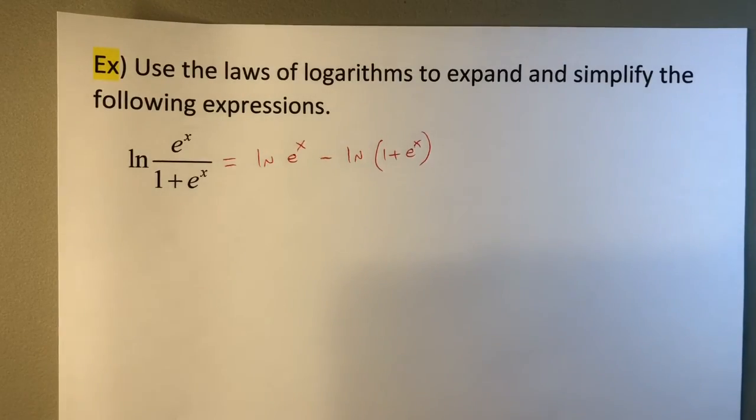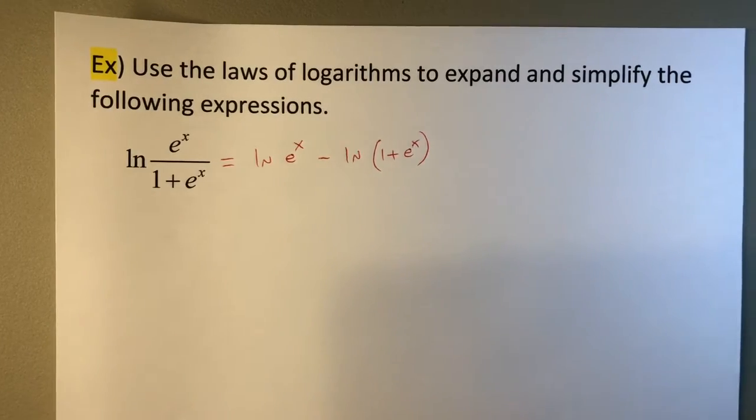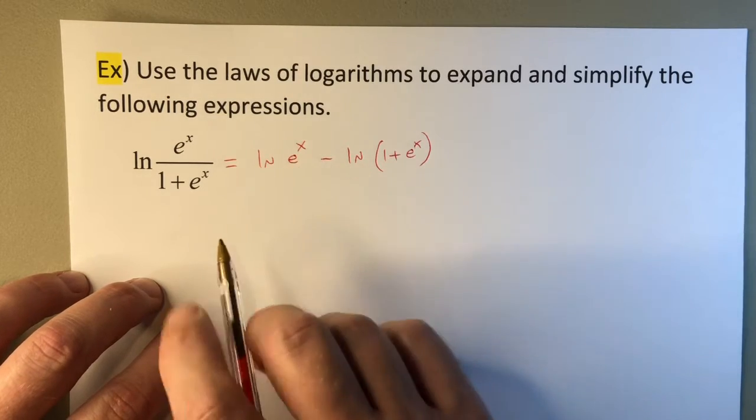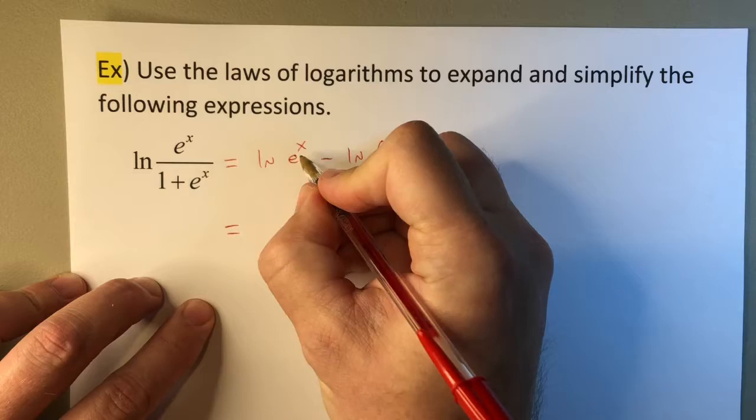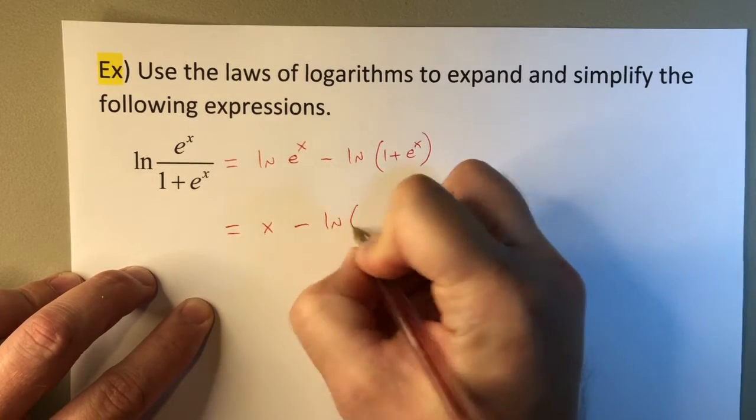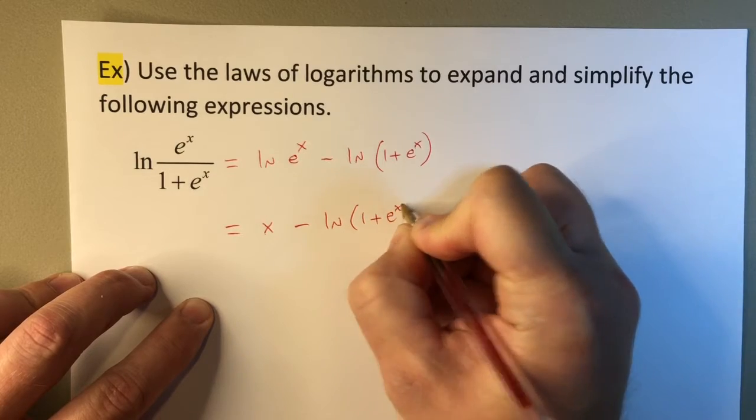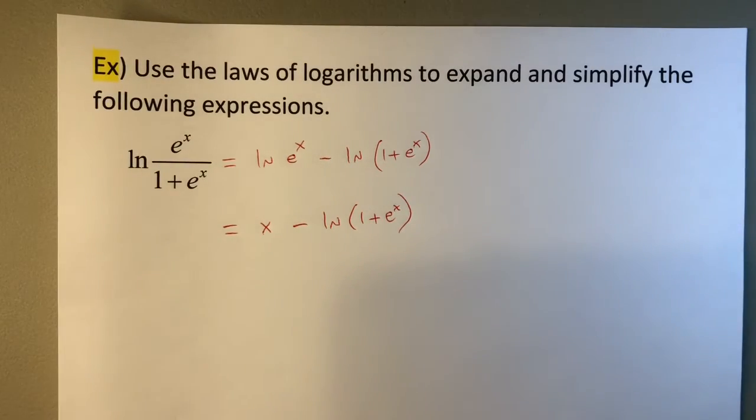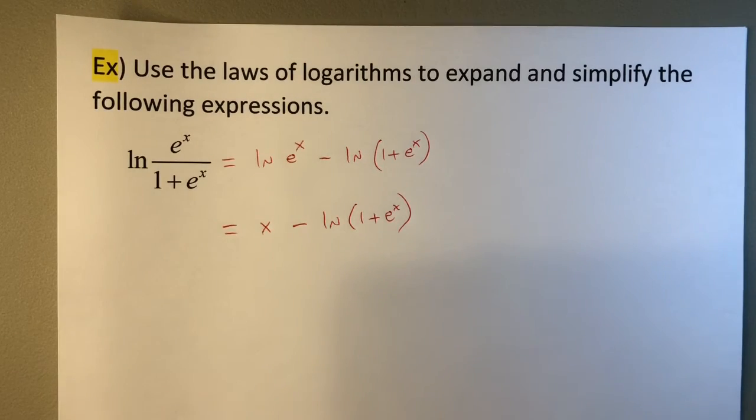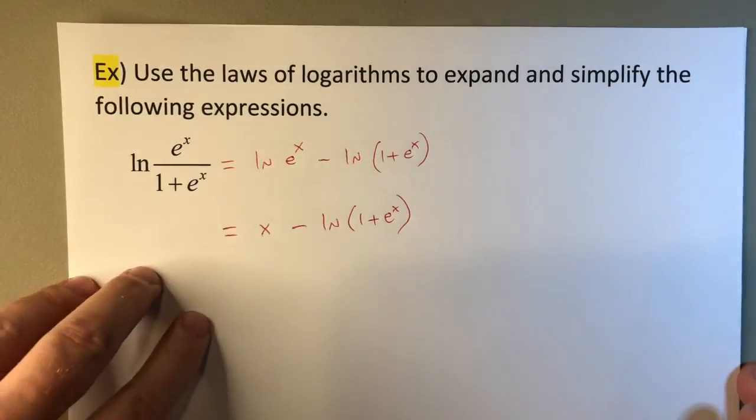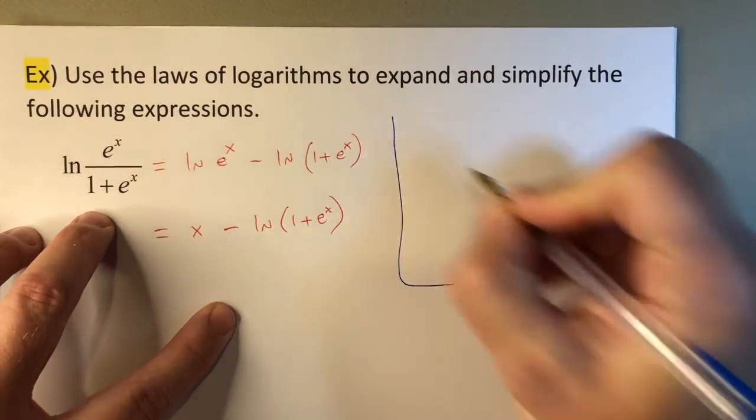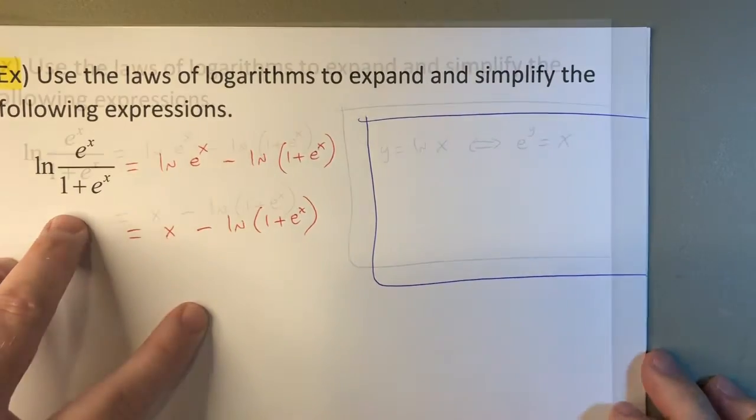Okay, now there's an identity that's happening right now. It's right here, the natural logarithm of e to the x. What this is going to give us is just whatever is in the exponent position. So x minus ln of 1 plus e to the x. Let's take a look at why this is just equal to x. So it stems again from the definition of a logarithm. All right, so let's take a look at that now.